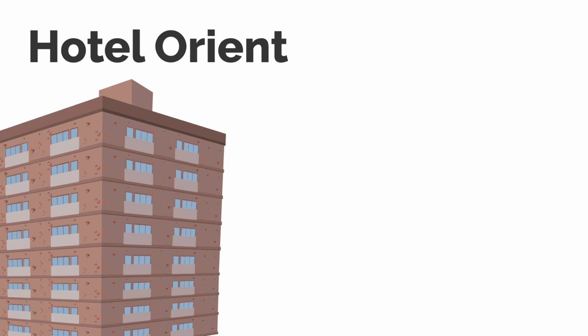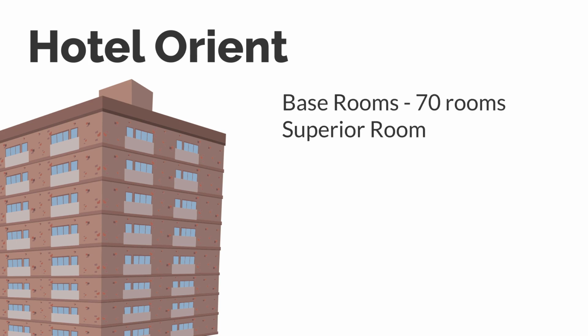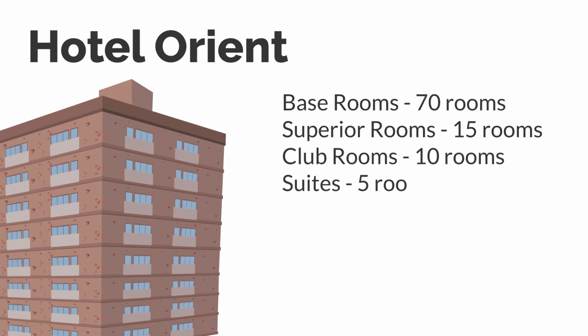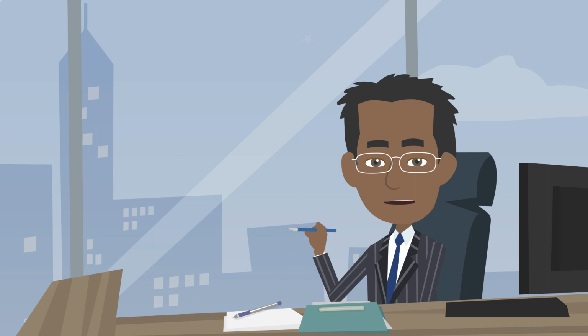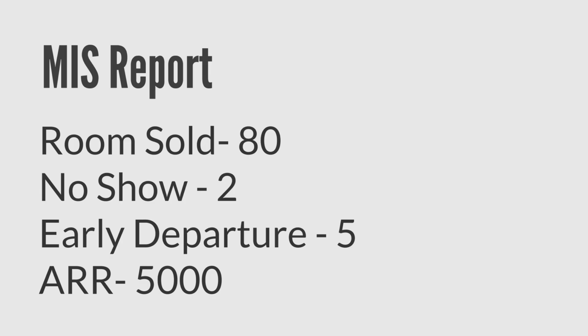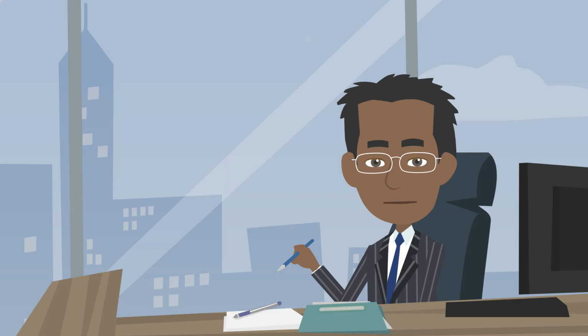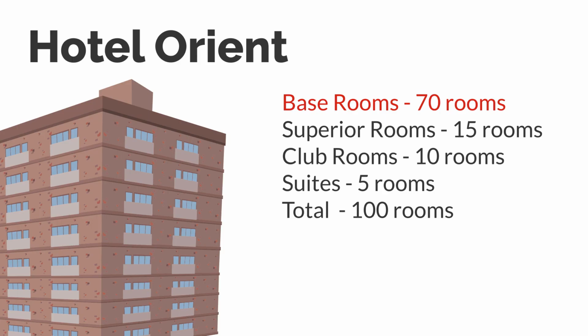So for example, let us consider a hotel with 100 rooms. So the hotel has 70 base rooms, 15 superior rooms, 10 club rooms and 5 suites. By looking at the forecast and history, you know that you typically have 5 early departures and 2 no-shows on average. So you decide to overbook 7 rooms. You must overbook 7 rooms in the base category, and not in other categories.